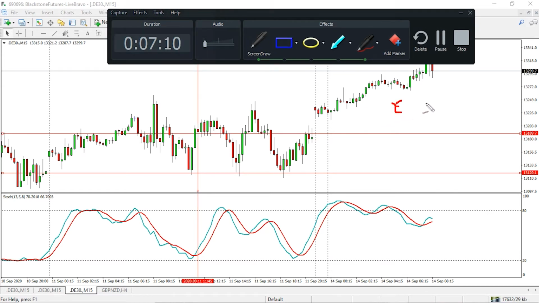Okay, so here, guys, my entry is 131.90. I'm using my previous low or support as my stop loss, so my stop loss is 131.20. The difference between this, guys, is 70. So therefore my R equals 70. I'm looking for a 1R, which means that 1 times 70 is 70. So my take profit would be 70 points.